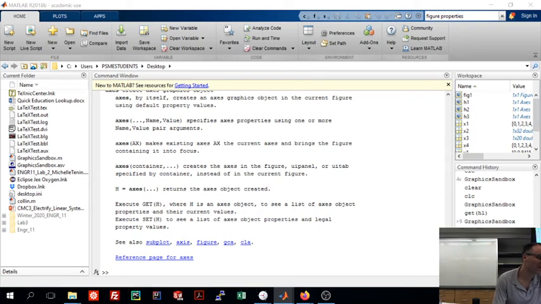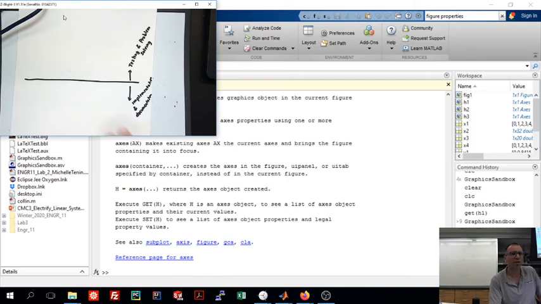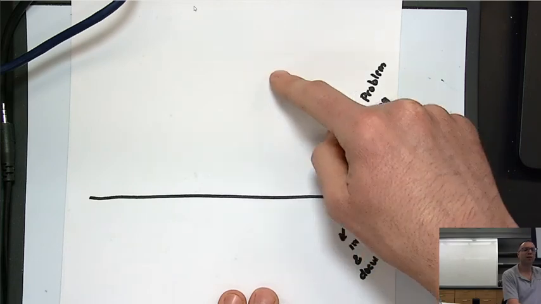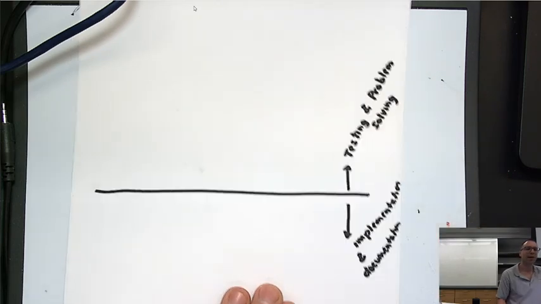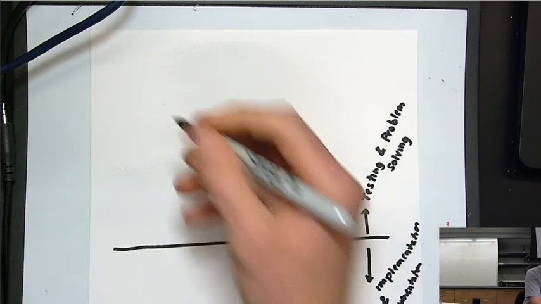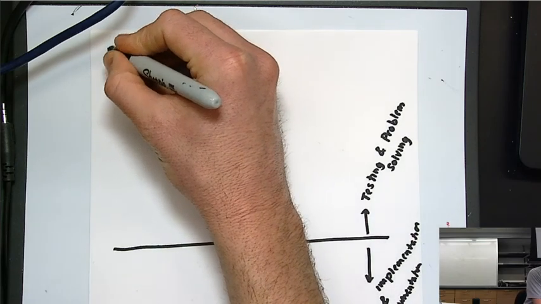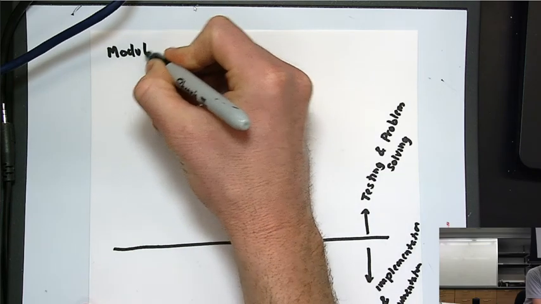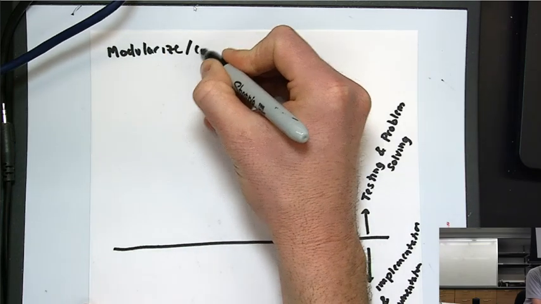So when I think about developing Matlab code, there are kind of two phases that I like to think about. There's the testing and problem solving phase, and then there's the implementation phase. And then I like to think about modularizing my development. Modularize, cut into pieces.